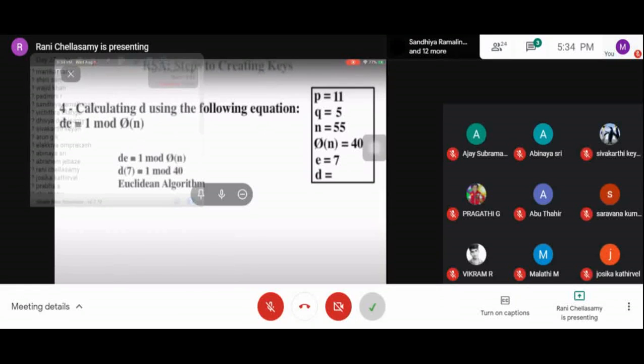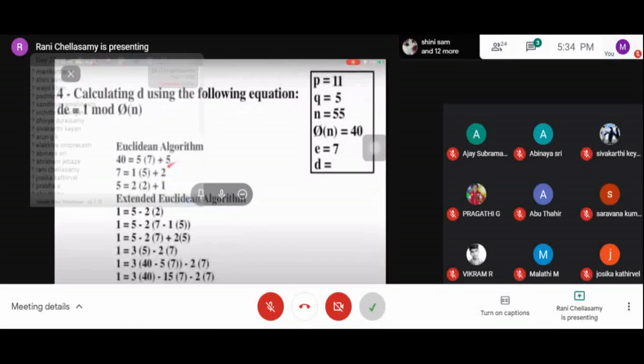So how will you write that? 40 on the left side, and for 7 you find how many times it goes, 5 times, plus the remainder value. 5 is the remainder value and it goes 5 times. So this is the equation we are getting. Okay, fine.